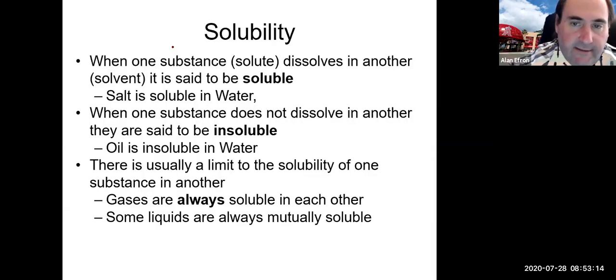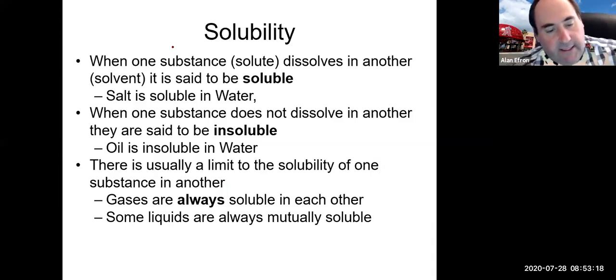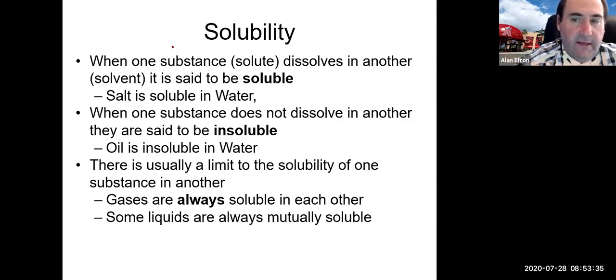So that brings us to the idea of solubility. When we talk about solubility, when one substance like a solute dissolves in another, it's said to be soluble. So solid salt will dissolve in water. When one substance really doesn't dissolve in another, it's said to be insoluble. And there usually is a limit to the solubility of one substance in another, and solubility does depend on temperature.